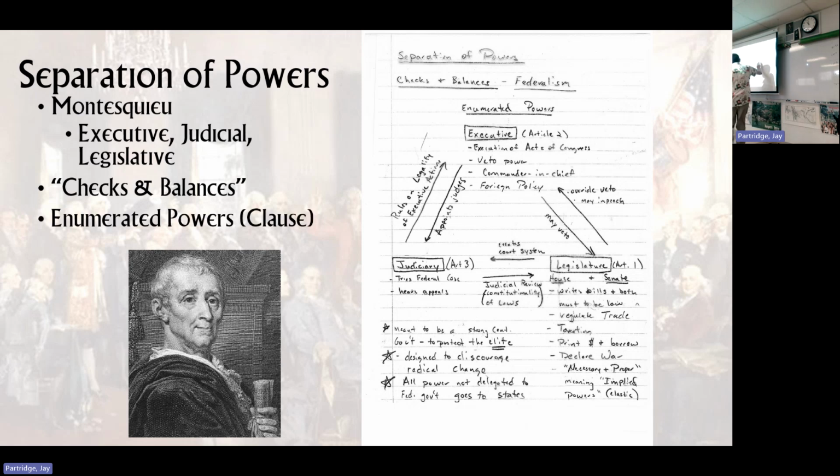Don't worry about this. I'll explain this in just a second. Enumerated or listed powers are also called clauses. The idea being that these are our powers. And if the legislature has these powers and the executive has these powers, one group can't come to dominate the government.